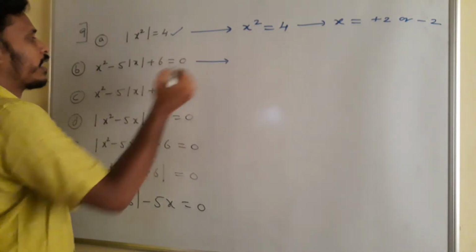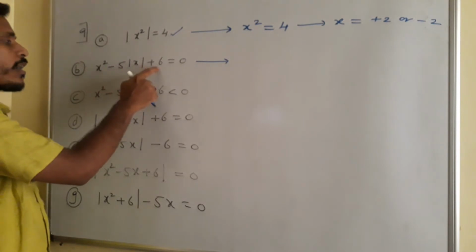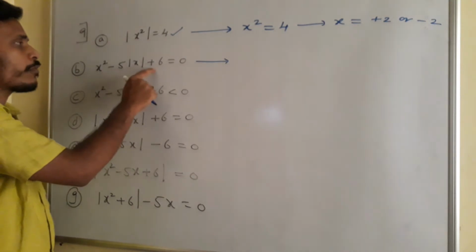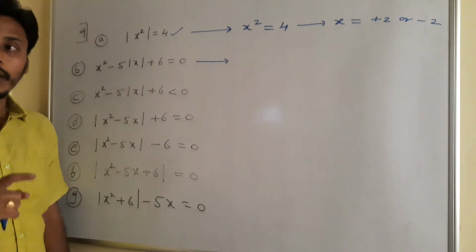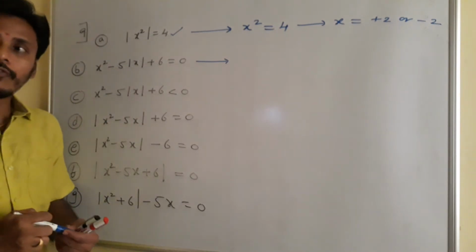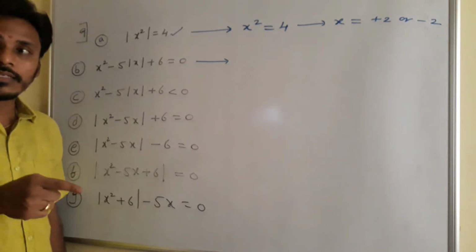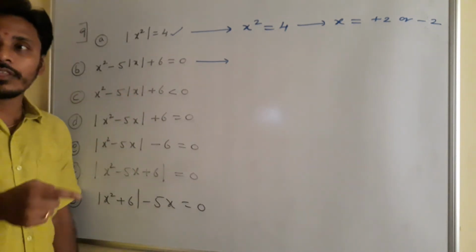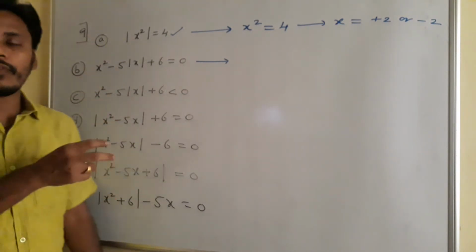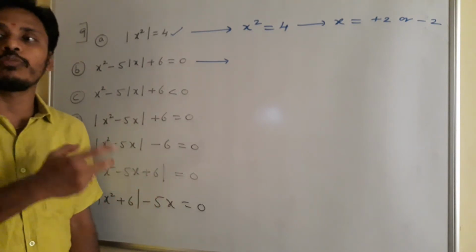Then think about the second one. What is given? x square minus 5 mod x plus 6 is equal to 0. Here, this mod x, we don't know about that x. If x is positive, you just replace mod x with x. If x is negative, replace mod x with minus x. So here we have two chances: in one case, if x is positive, and in the other case, if x is negative. We need to solve in two possibilities.